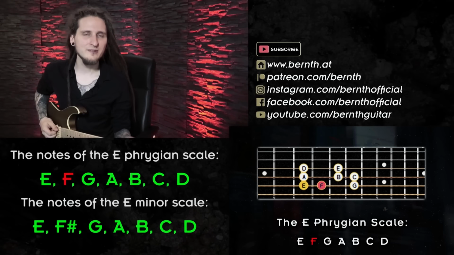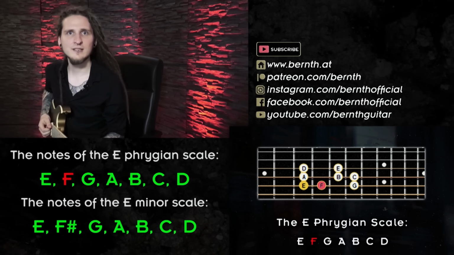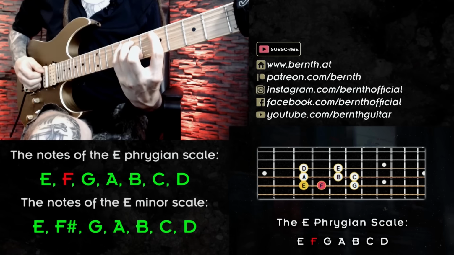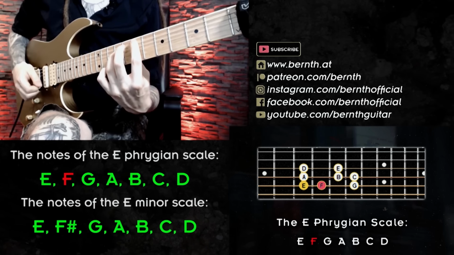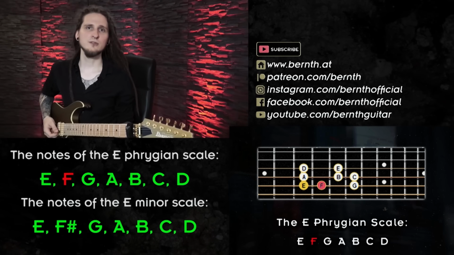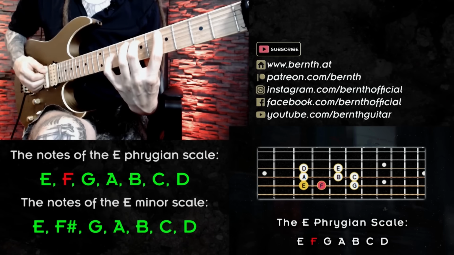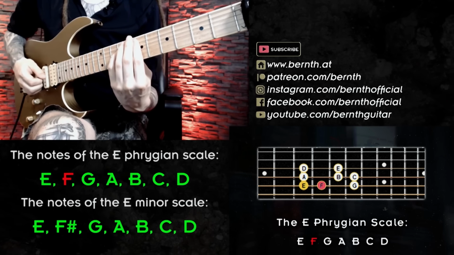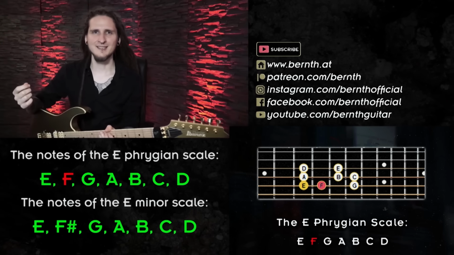So we get that really cool, dark and kind of mysterious sound that you can hear in tons of metal riffs. Especially in comparison to the more tame sound of the major second in the natural minor scale. That doesn't really have that classic metal riff sound.